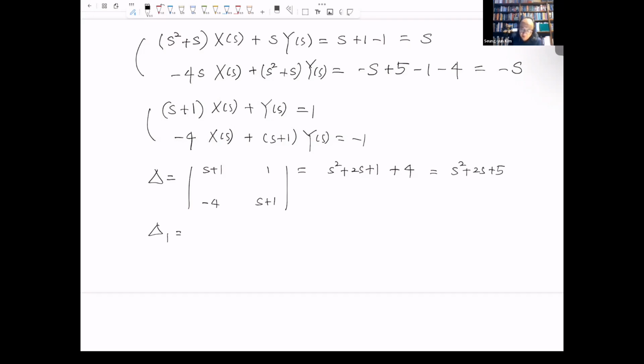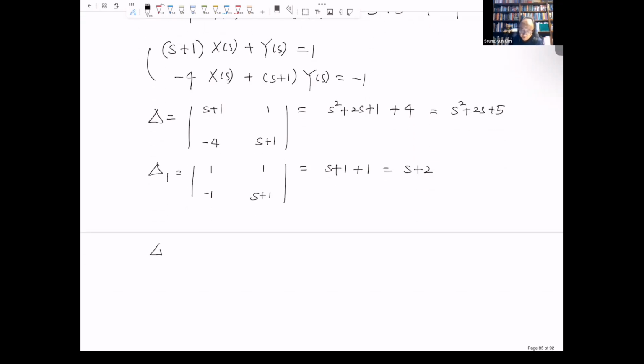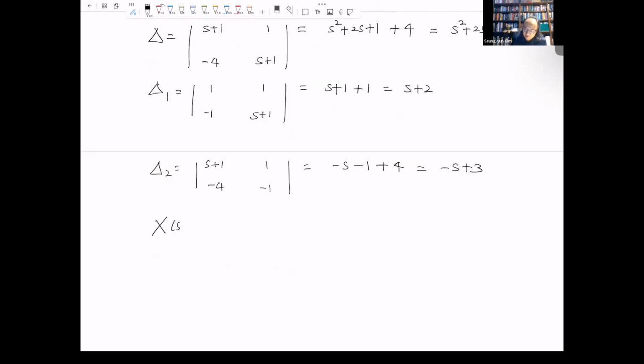And then delta 1, the first column is going to be 1, negative 1. Second column, 1, s plus 1. The s plus 1 plus 1, that is s plus 2. And delta 2, we have s plus 1, negative 4, 1 and negative 1. The negative s, negative 1, plus 4, that is negative s plus 3. X of s equals delta 1 over delta, s plus 2 over s squared plus 2s plus 5.